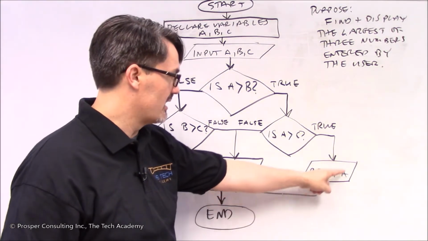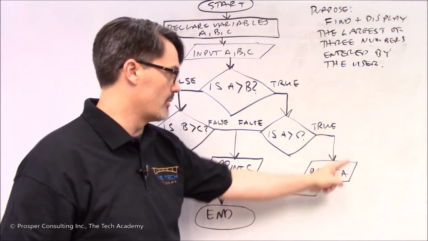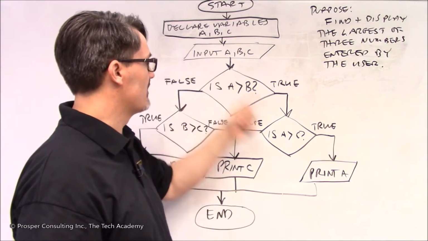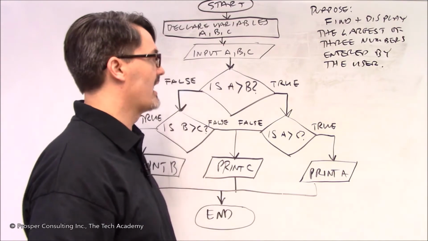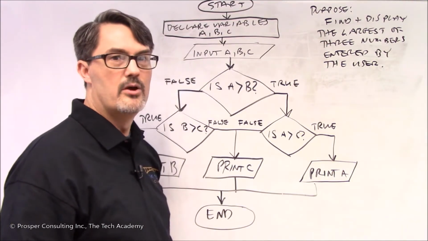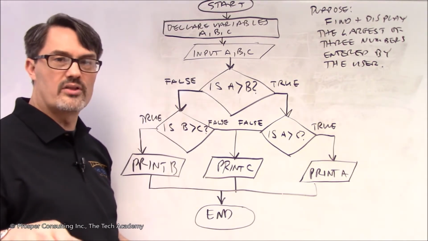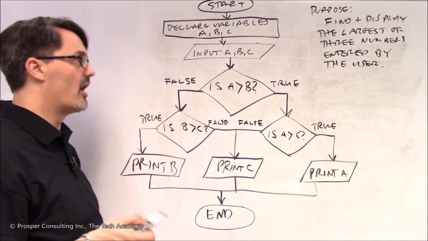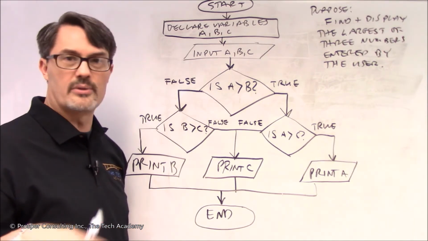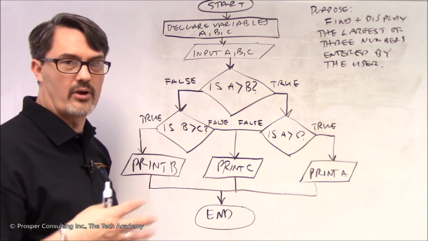So we print, and here's the parallelogram again, for an output. Remember, it can be used for both input and for output. And we print A. So we've now found and displayed the largest of three numbers. You can follow the logic of all the different possibilities by going down the other branches. Remember, this represents those components that are common to any computer program, control and branching statements.